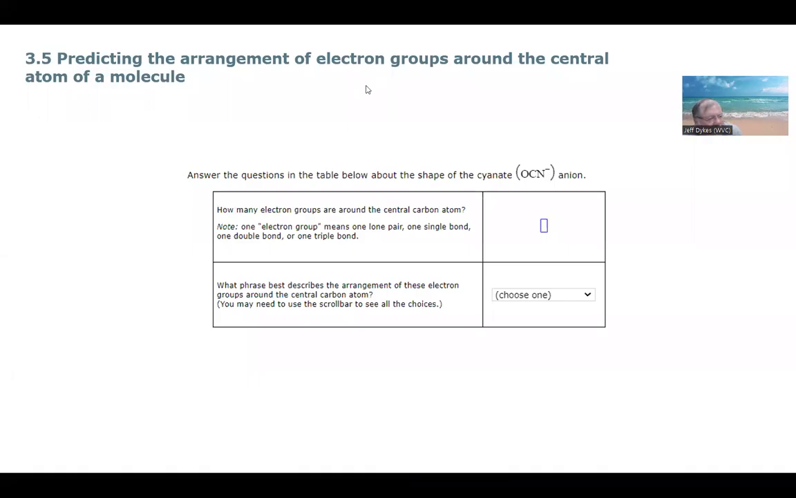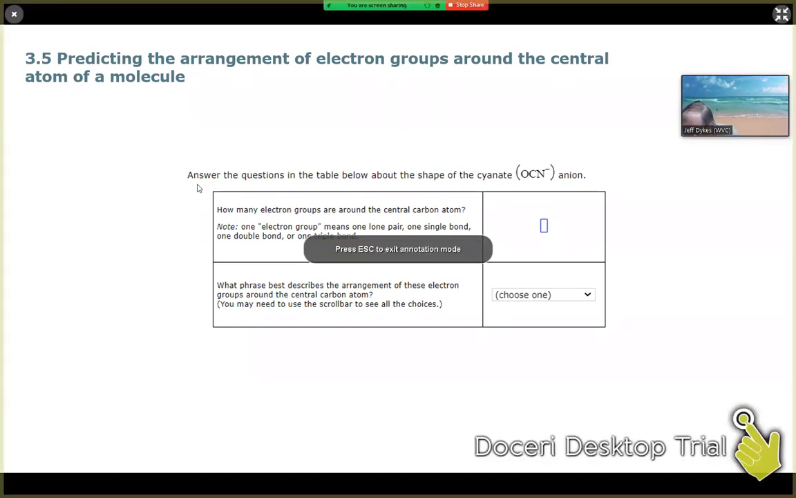Hi class, this is problem 3.5, predicting the arrangement of electron groups around the central atom of a molecule. So they want to know the question for the shape of the cyanate ion, and how many electron groups are around the central atom. Okay, so let's just solve the Lewis structure for this.